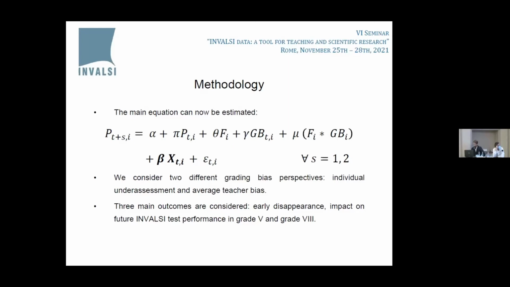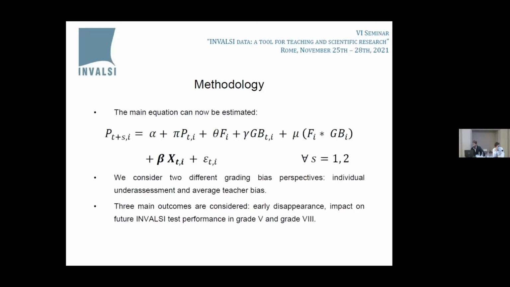Then we have dummy F for foreign background. Then we have our measure of grading bias. We can consider two different perspectives: the individual under assessment or the average teacher bias, as I was saying before. And then we have this interaction term, which is the most relevant information, right? We want to see the interaction between foreign status and the grading bias. So this is going to tell us if foreign students are more affected by this grading bias. And then we have a long vector X of many controls.